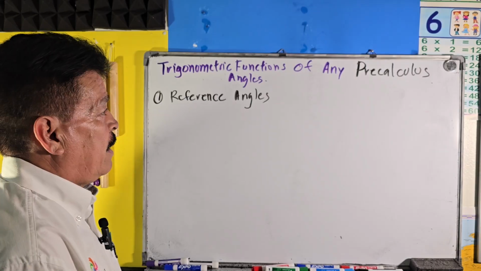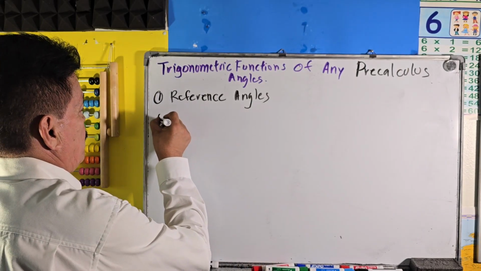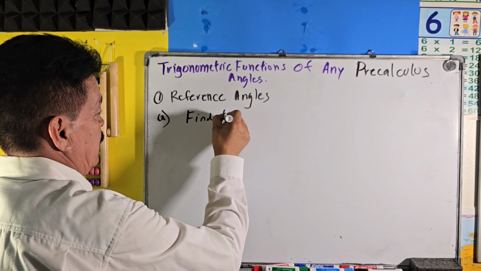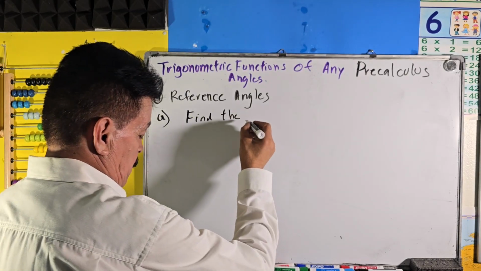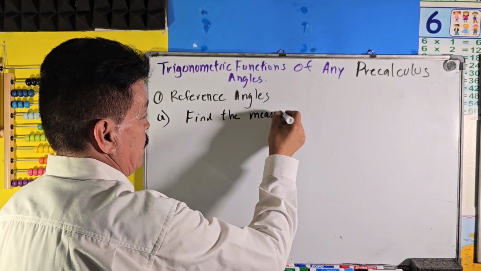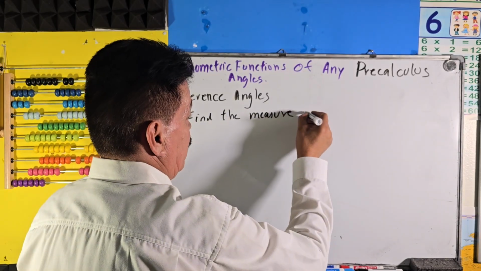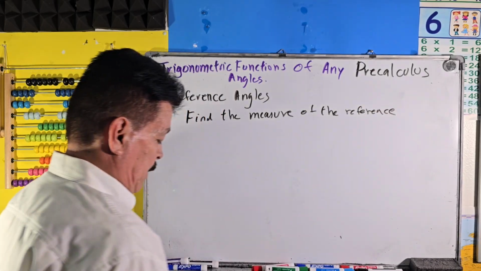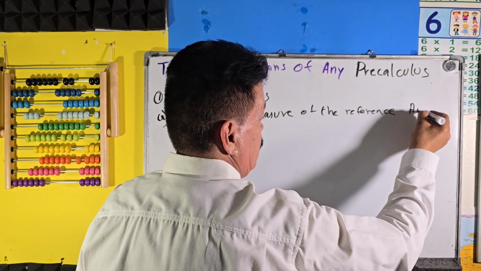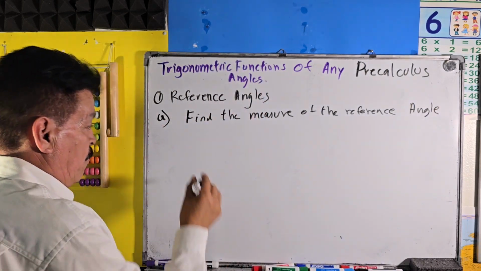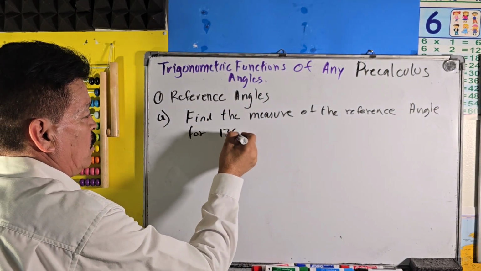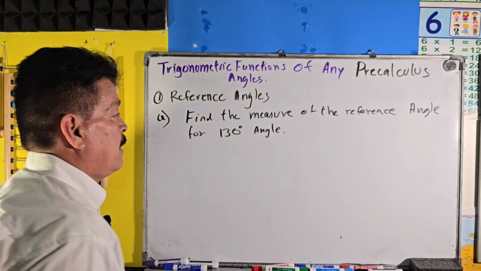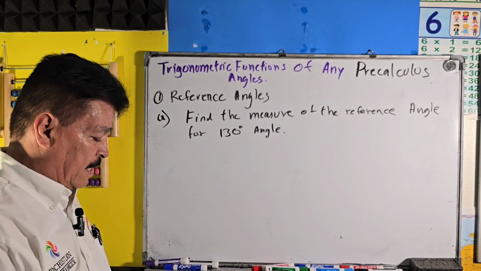Here, let me write one problem. For instance, we have to find the measure of the reference angle for 130 degrees. Okay, this is our problem. How do we solve this kind of problem?